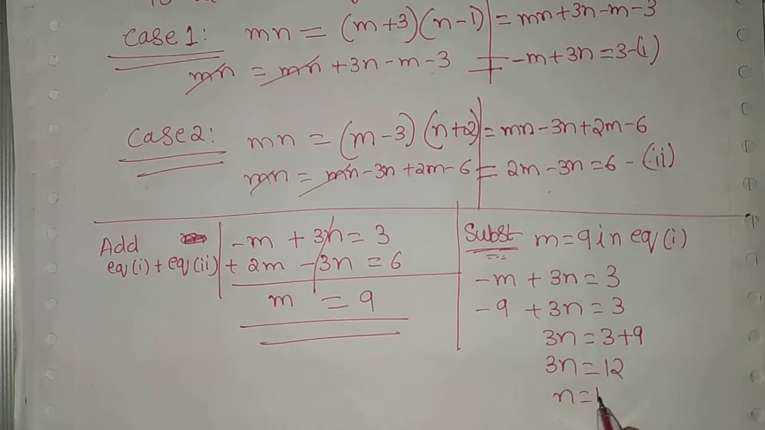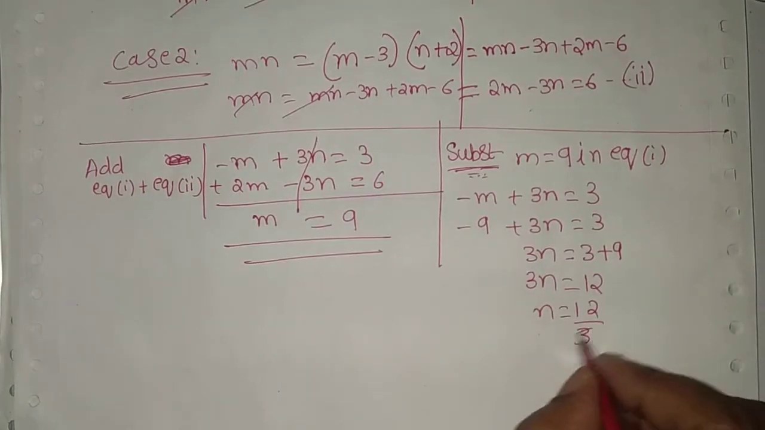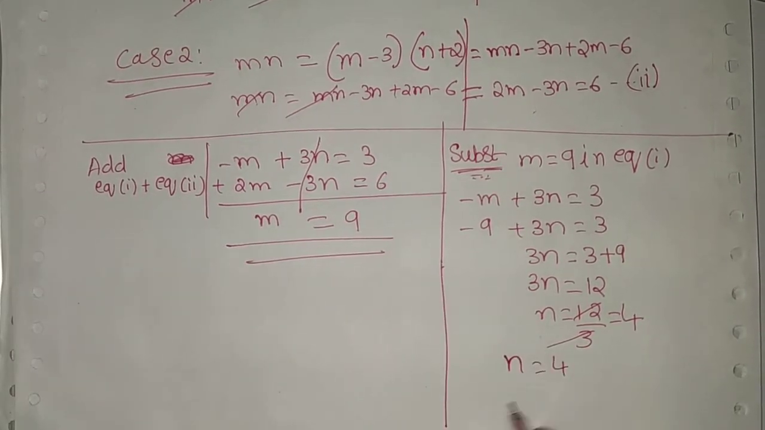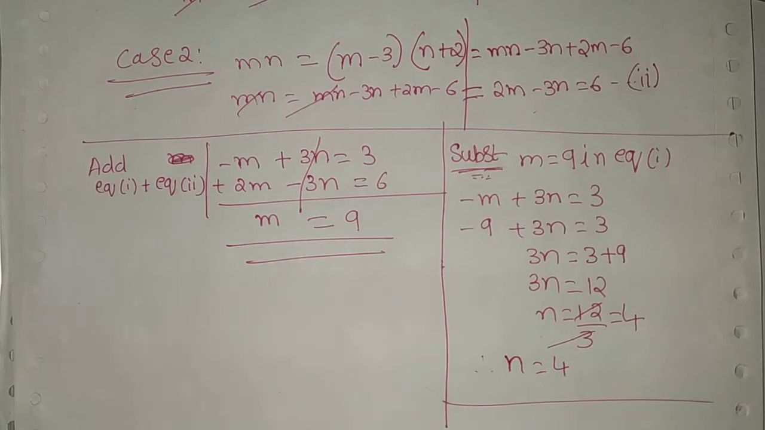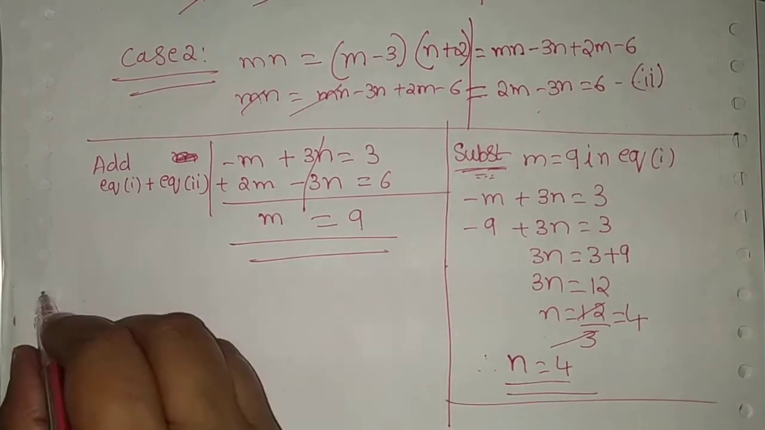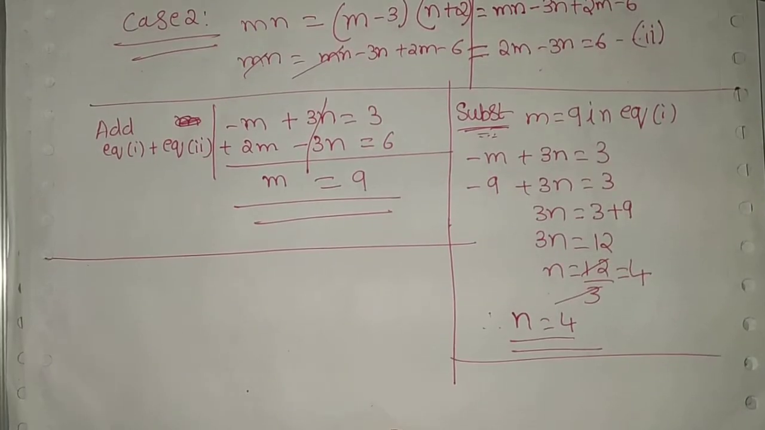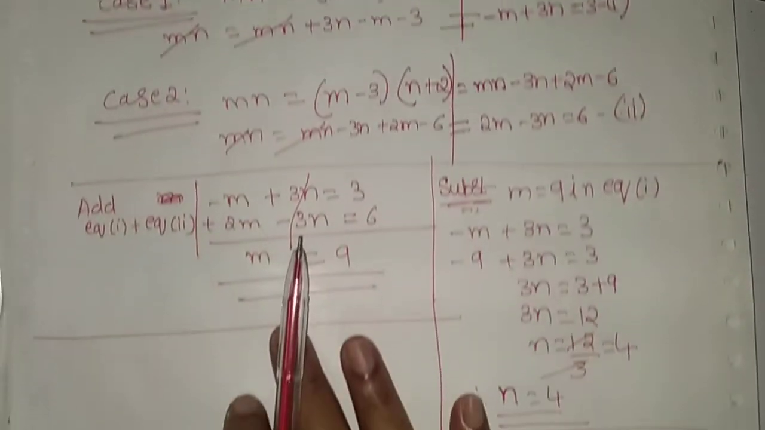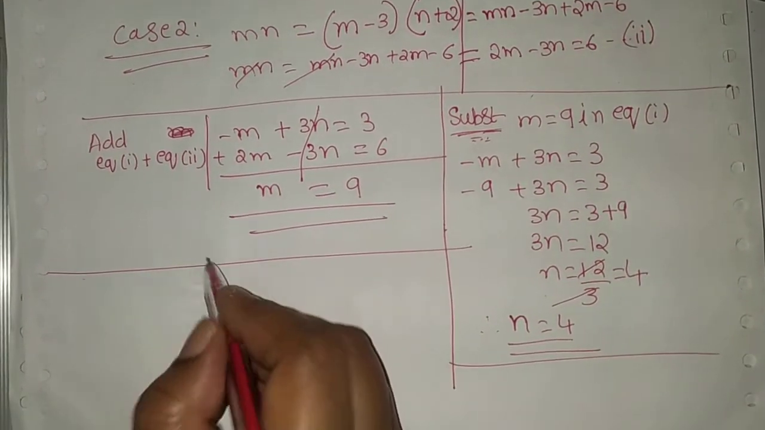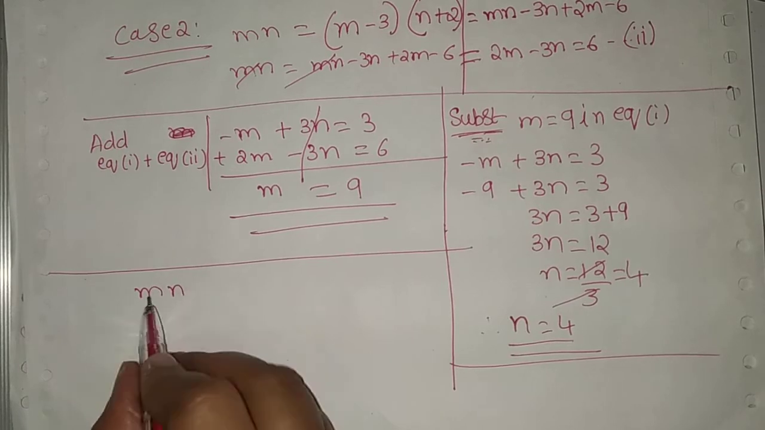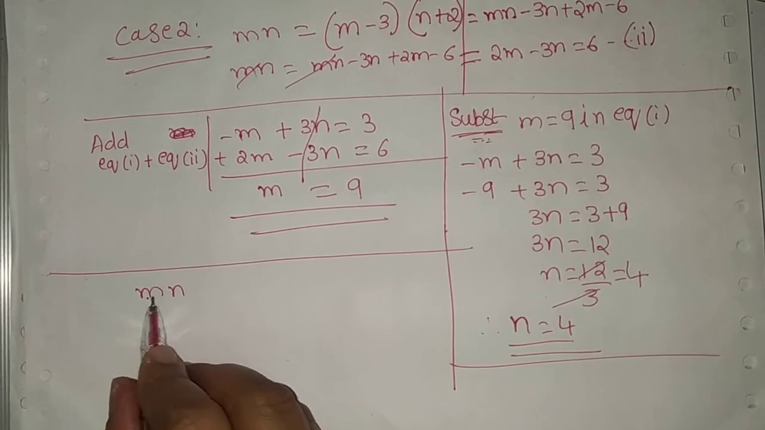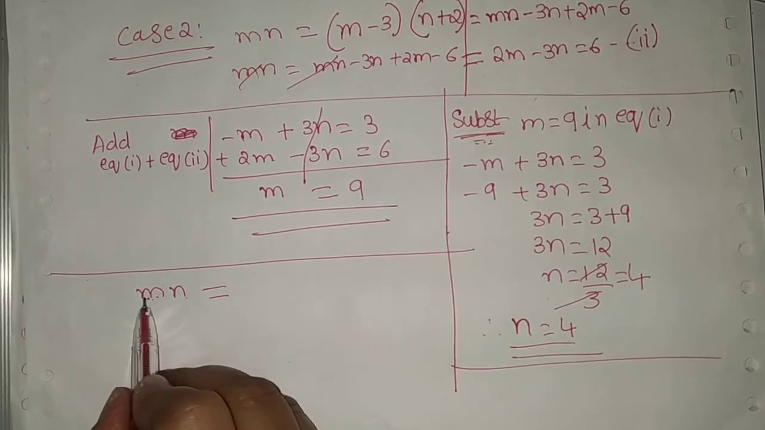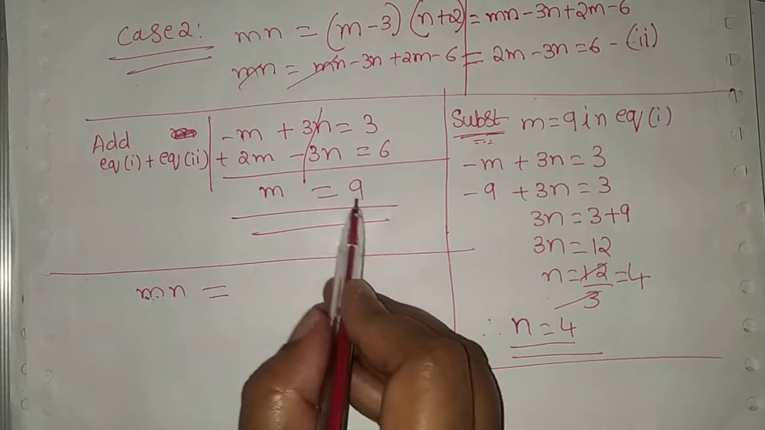Then n is equal to 12 by 3. 3 fours are 12. We get n is equal to 4. So finally n is 4 and m is 9. What is the question? In the question they have asked to find the number of students in the class. The total number of students is m into n, where m is the number of students in the row, which we got as 9.